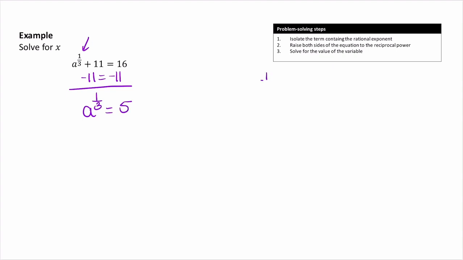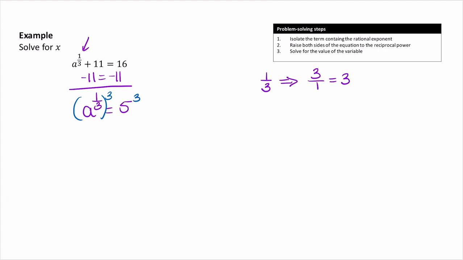Now what I need to do is look at that power, right? I have 1/3, and I need to find the reciprocal of that. Well, the reciprocal of 1/3 is 3 over 1. Well, remember that 3 over 1 is just a whole number, right? That's just 3. So what I'm going to do to undo that exponent is raise both sides to the third power. And let me explain to you why this works.